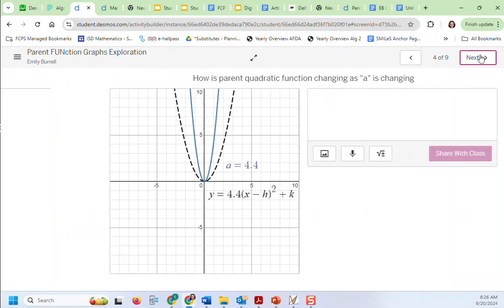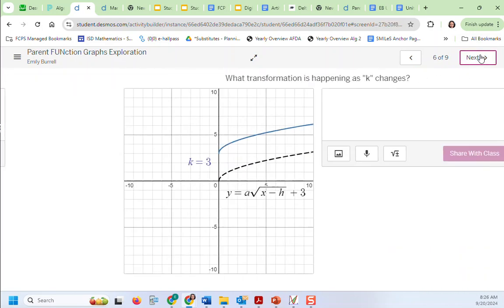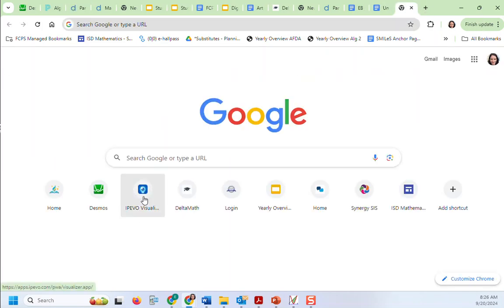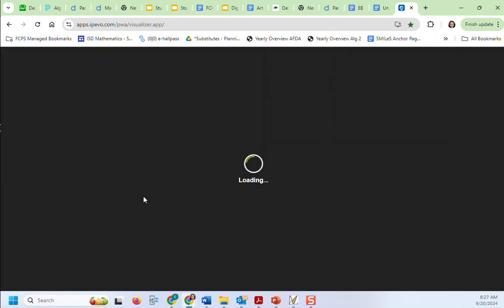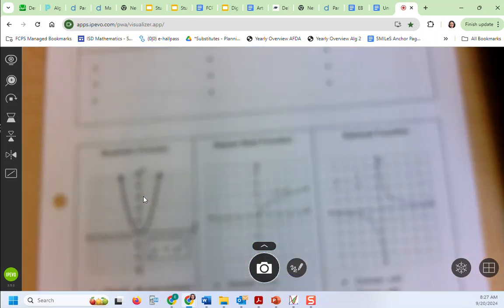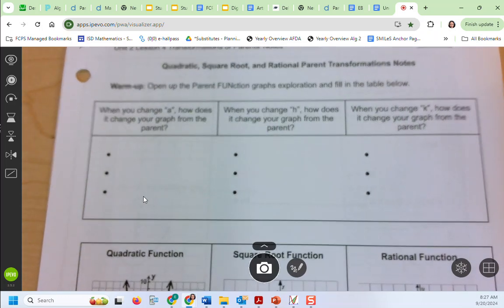All right. So some of you hopefully got to these screens where you wrote, but we're going to write on our paper now. So I'm going to open up my document camera so that you can see my paper. Okay. So look at what you wrote and make sure that you have this information included.